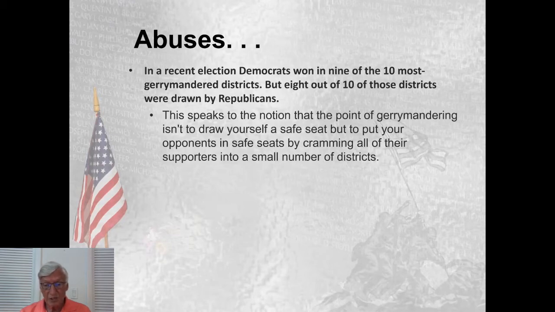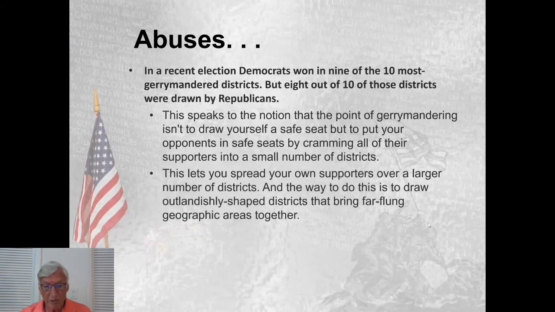So it just happens that the reapportionment process has tilted towards Republicans in recent time. This speaks to the notion that the point of gerrymandering isn't to draw yourself a safe district, but to put your opponents in safe seats by cramming all of their supporters into a smaller number of districts. So you can spread your own supporters over a large number of districts.